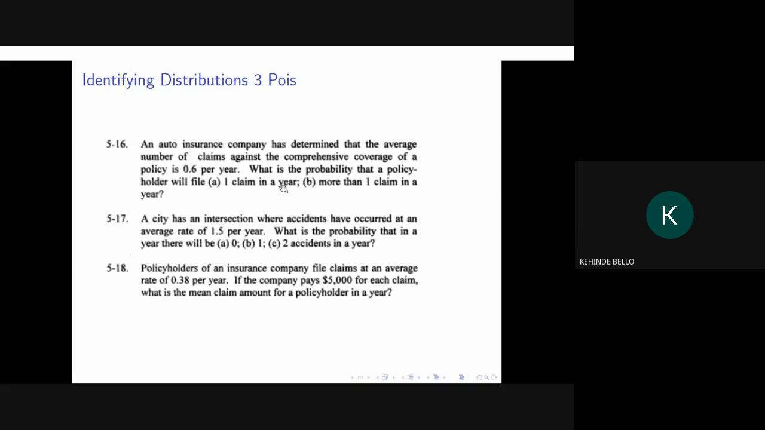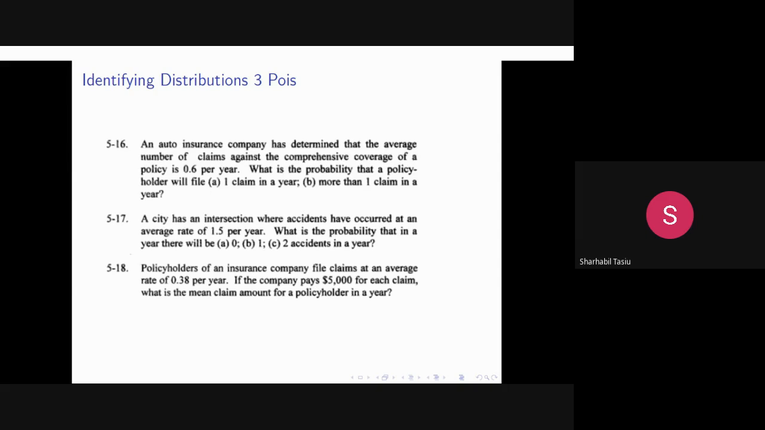Honestly, I didn't even look at that. So, what are your reasons, sir? Because when I have the average, it is because of that average claims that have been given within a particular slot of time. I think that since it is a rate per year, it should be Poisson. Yes, that's fine. That's correct.